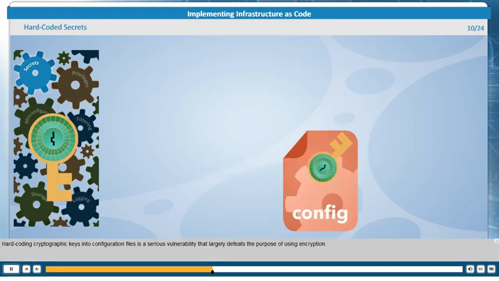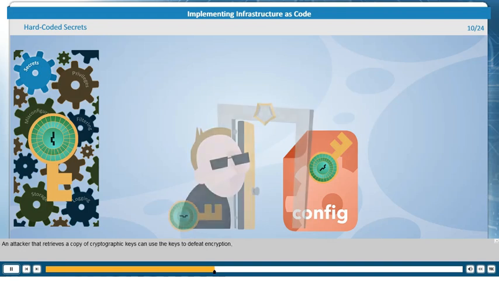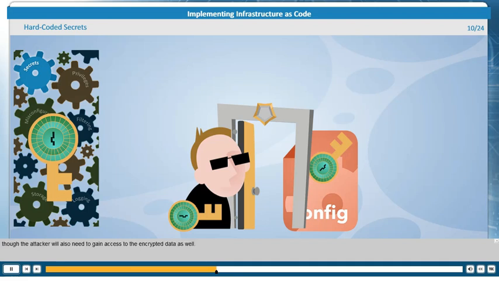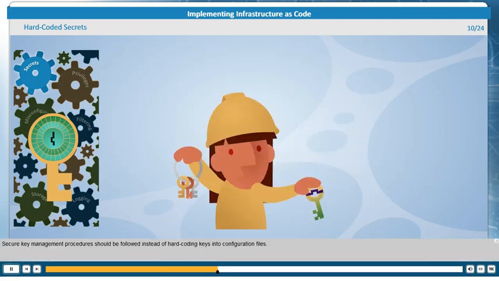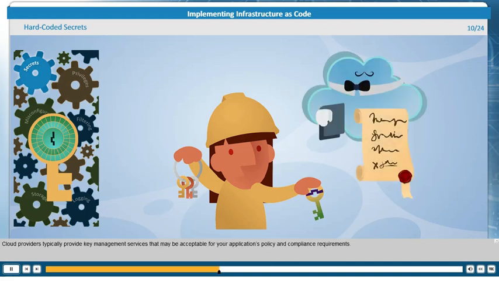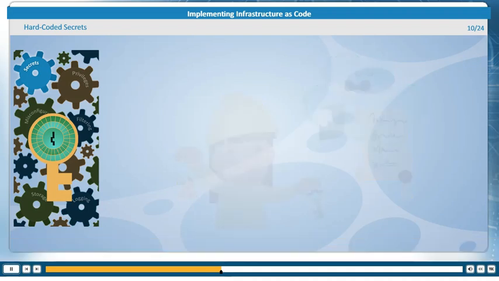Hard-coding cryptographic keys into configuration files is a serious vulnerability that largely defeats the purpose of using encryption. An attacker that retrieves a copy of cryptographic keys can use the keys to defeat encryption, though the attacker will also need to gain access to the encrypted data as well. Secure key management procedures should be followed instead of hard-coding keys into configuration files. Cloud providers typically provide key management services that may be acceptable for your application's policy and compliance requirements.